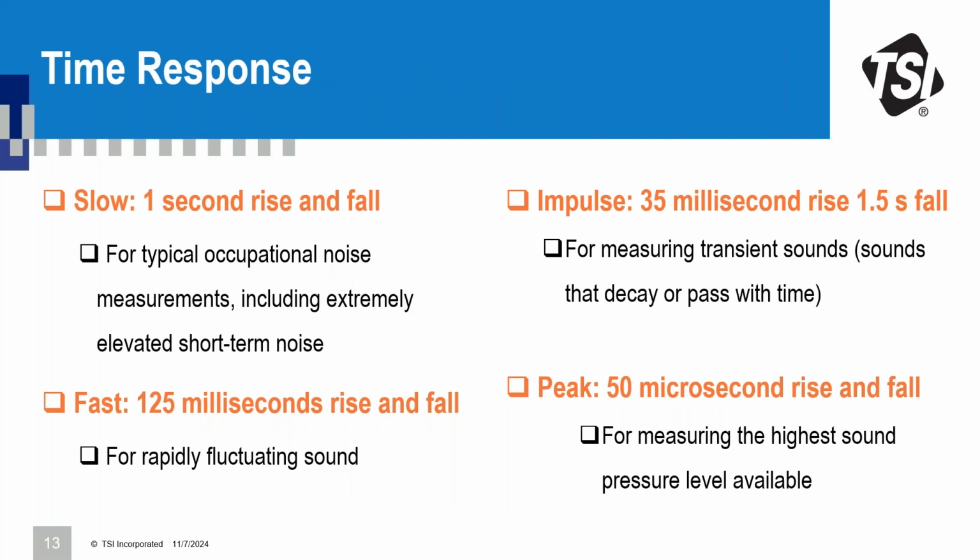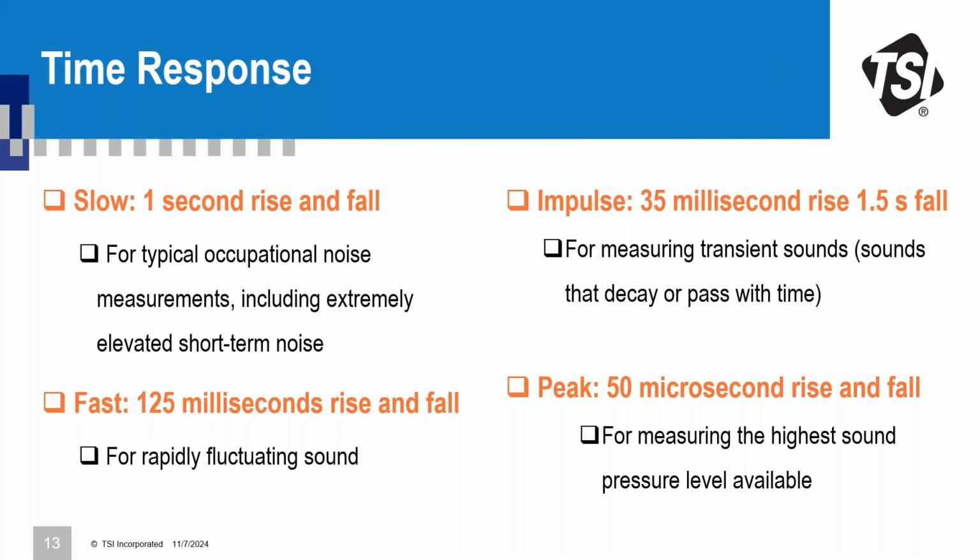Now, you go from a weighting frequency network to a time response. And again, we'll see later how all of that can affect your measurement and how that ties in with the octave band analysis measurement as well. Now, time response works the same way the weighting frequencies work. You have a choice to select between, in most cases, 3 time responses. Slow time response will give you a 1 second rise and fall. This is the reaction time of the meter, right? 1 second rise and fall, and that's typically used for occupational noise measurement, including extremely elevated short-term noises. Most of the time, this is the default setting that your meter should be in.